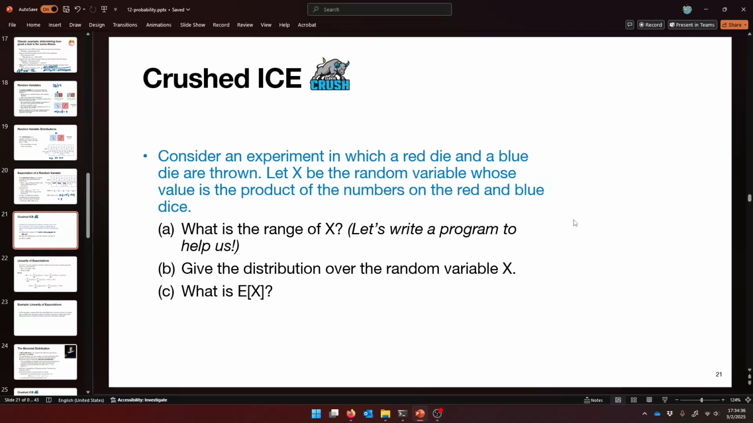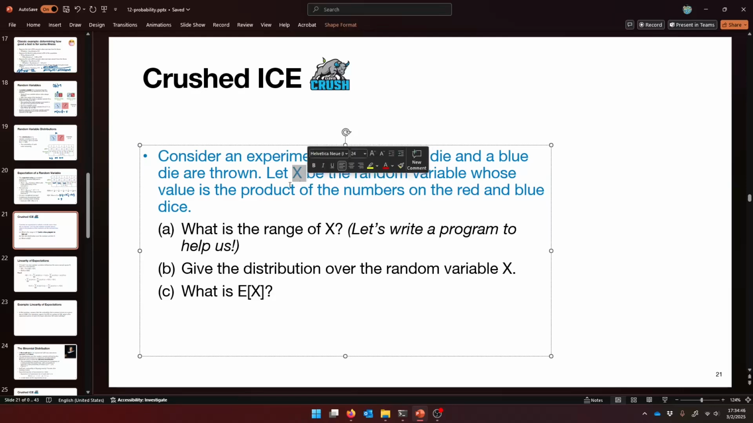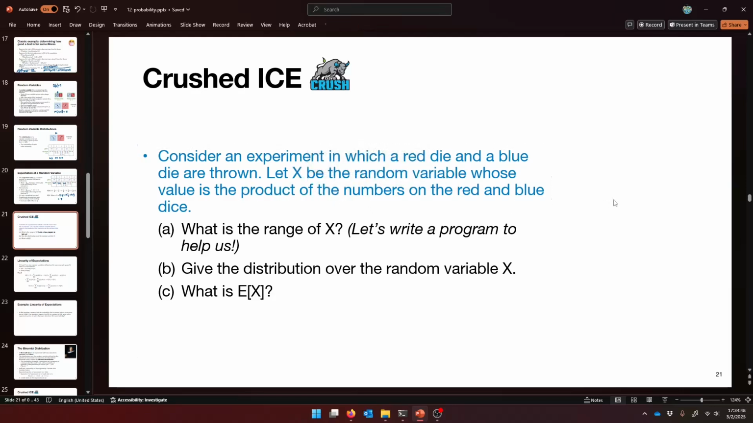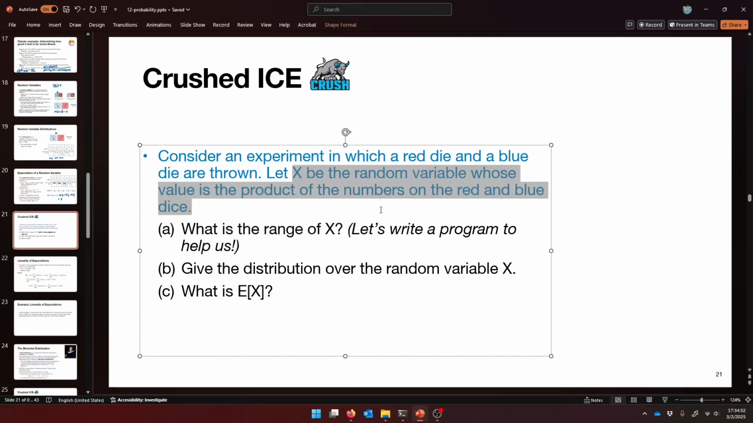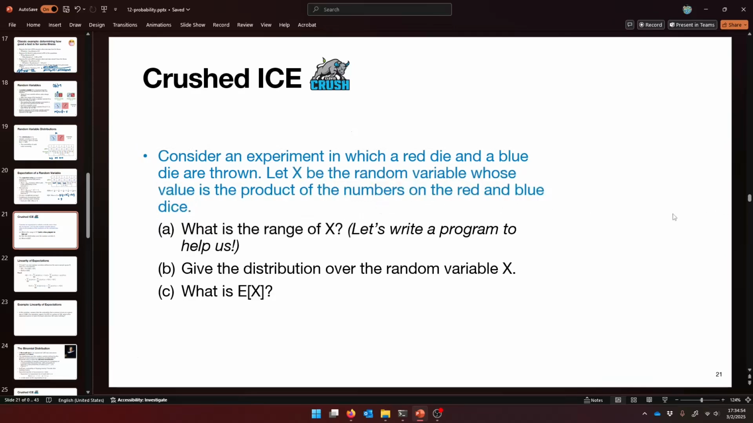Let's say that we are going to roll dice this time, but to make it more interesting, we're going to roll 2 dice, and we're going to make a random variable not to calculate the sum of the values on the dice, but this time it'll be the product. More interesting that way, all right? So let x be a random variable whose value is the product of the numbers that you see on the 2 dice that you're going to roll.